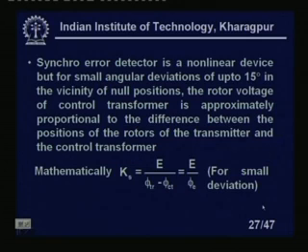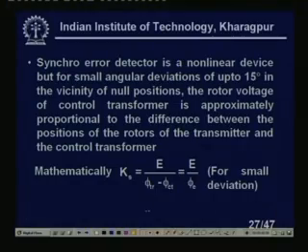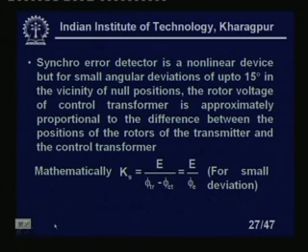Mathematically, we can write E equal to Ks times (phi TR minus phi CT), which equals Ks times phi E for small deviations. We are writing it because we already know that sin theta is almost equal to theta when theta is small.